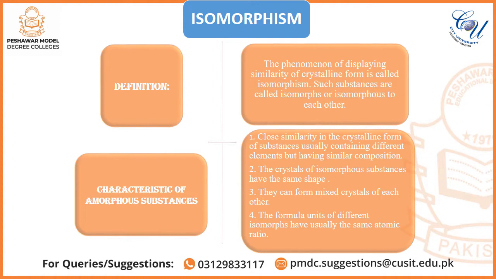Now, characteristics of isomorphous substances. The first one is close similarity in the crystalline form of the substance, usually containing different elements but having similar composition. The next one is that the crystals of isomorphous substances have the same shape. They can form mixed crystals with each other. The formula units of different isomorphs usually have the same atomic ratio.